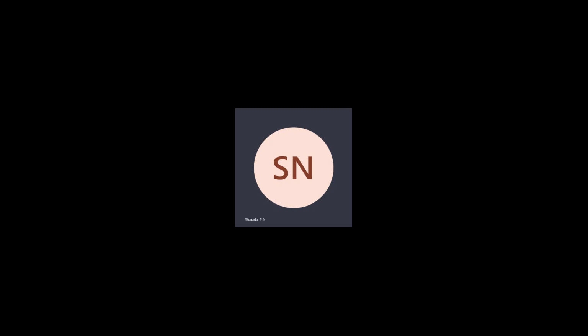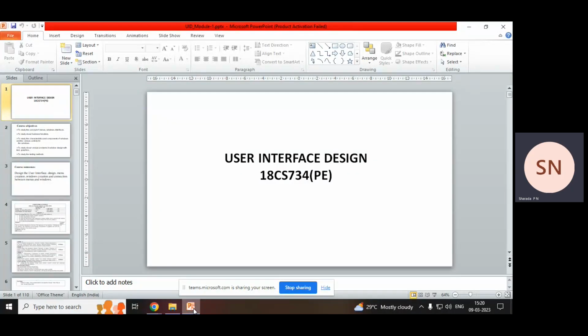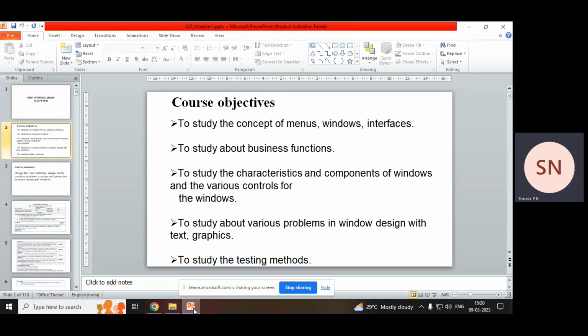User Interface Design. It is 18CS734, actually a professional elective. Before going to Module 1, let's see the course objectives. The first objective is to study the concept of menus, windows, and interfaces.